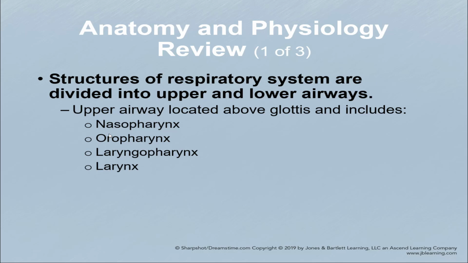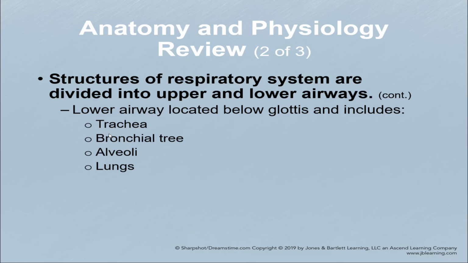All right. So we know from chapter 15 that the airway is divided into what we call the upper and lower airway. For the purposes of this book, we're going to talk about anything above what we call the glottic opening. Remember, the glottic opening, or the glottis, is the space between the vocal cords. So anything above that, we're going to consider the upper airway, and anything below that, we're going to consider the lower airway. So starting with the upper airway, you have your nasopharynx, your oropharynx, your laryngopharynx, and then your larynx. Below your glottic opening, you have your trachea, your bronchial trees, your alveoli, and your lungs.